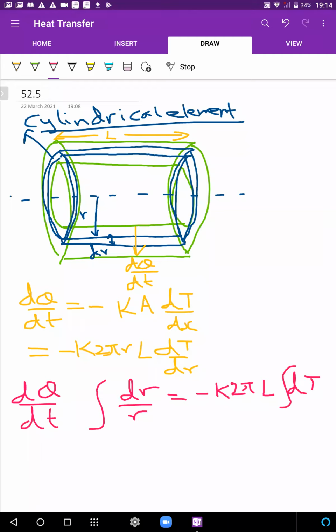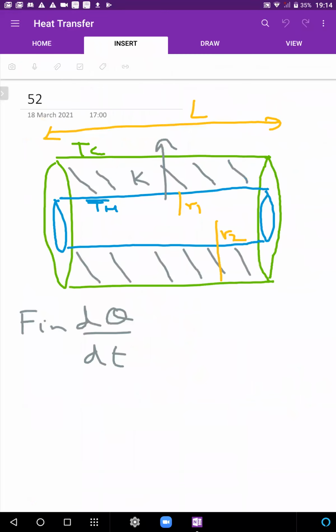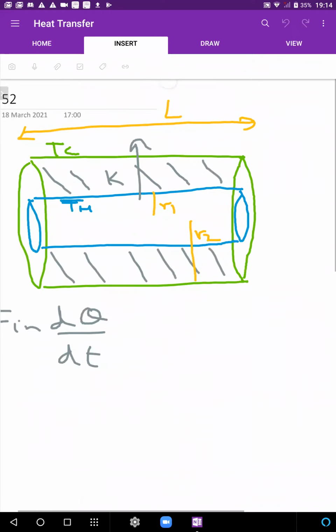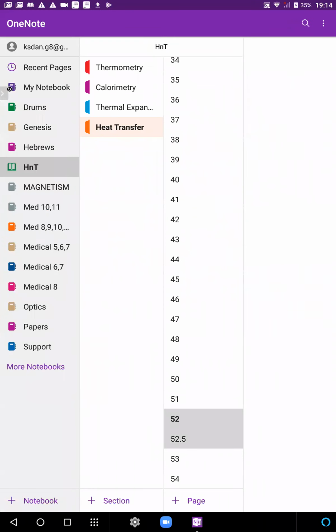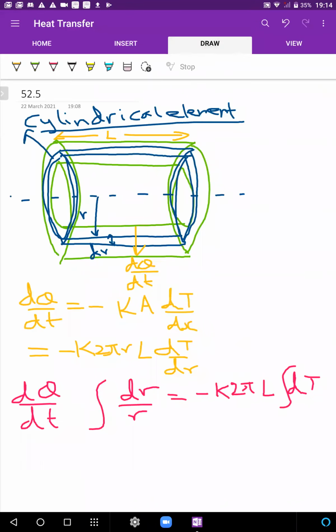Now just mind the limits, okay? So you know, if you look at the original question, I said for R1 the temperature is TH, and as you're going out, for R2 the temperature is TC. So just placing the corresponding limits. R1 for temperature TH, R2 for temperature TC. All right. So as you go from inside to outside, temperature is actually decreasing. In the direction of heat flow, temperature is decreasing.